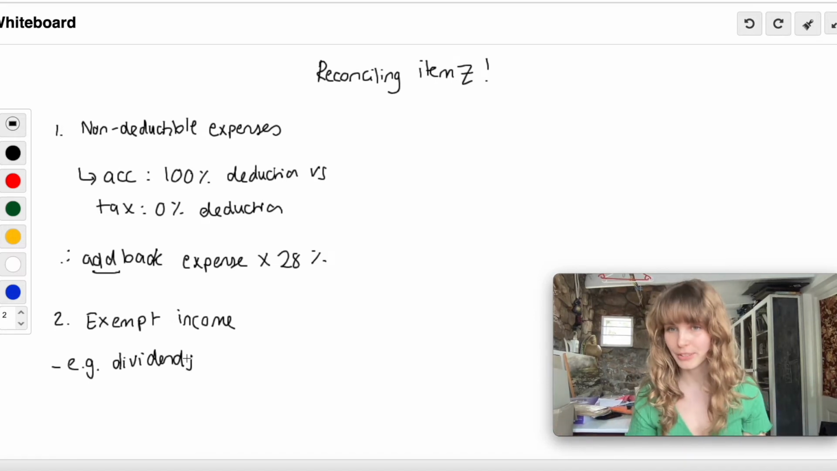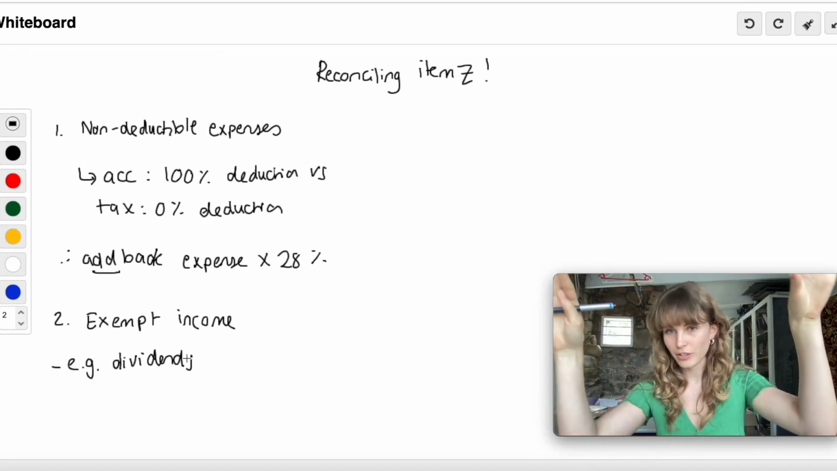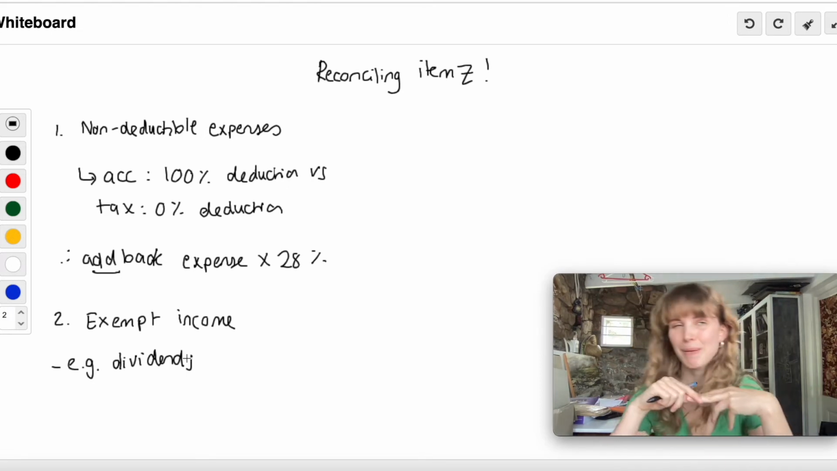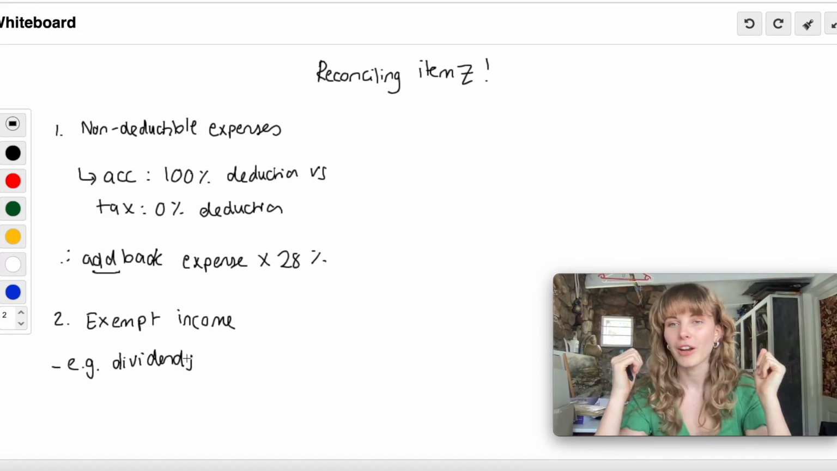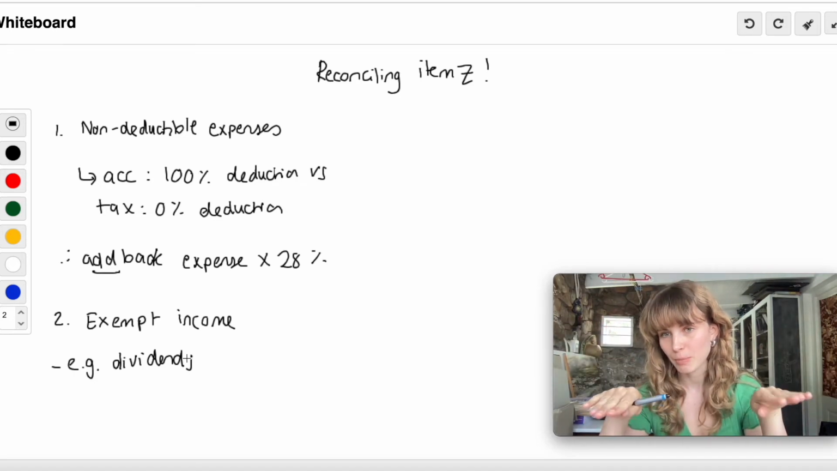So for example, dividends. We know in tax when we get dividends, those dividends are 100% included into our gross income. But if they're local dividends or if they're foreign dividends, but we have a 10% shareholding, etc., we're going to get a full deduction. Therefore, the total effect of that dividend is nil in our taxable income calculation.